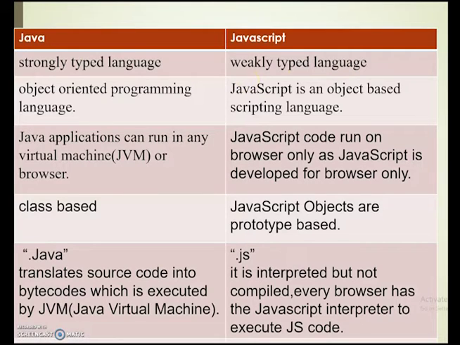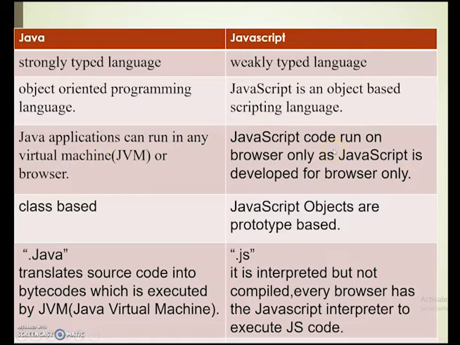Java, you are studying, is a strongly typed language. The syntax is strict. Its starting function will be like this, its method will be like this, and its variable will be like this. And there are a lot of restrictions about the typing of the language. That's why Java is a strongly typed language. JavaScript is a weakly typed language. Java is an object-oriented programming language, but JavaScript is an object-based scripting language. Java applications can run in any virtual machine or a browser.